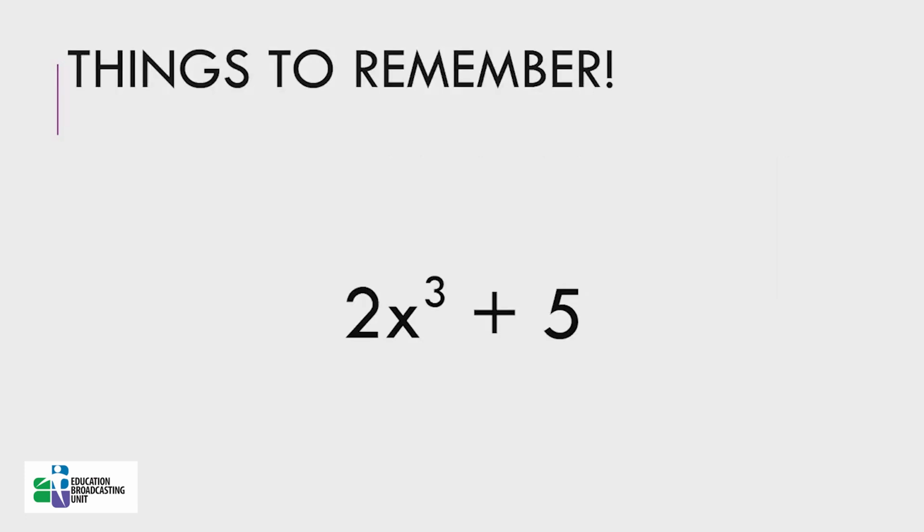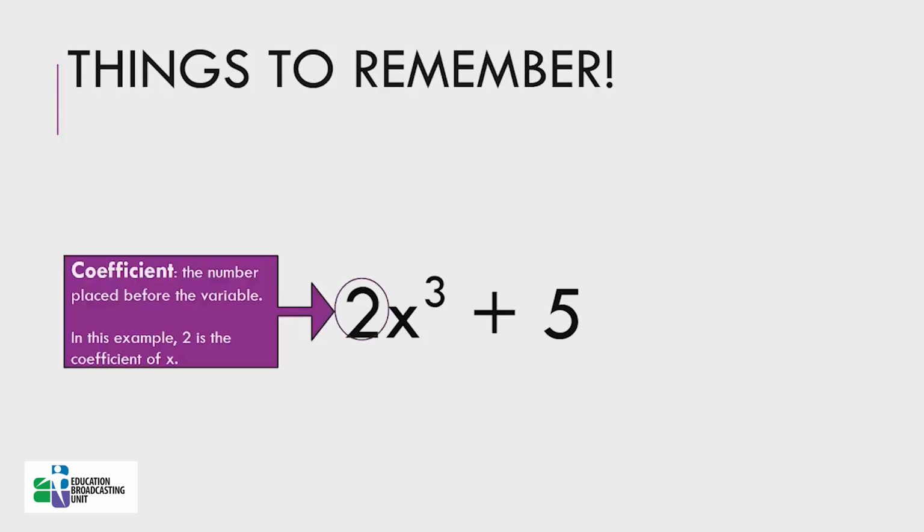When it comes to algebra, remember, there are some things that we need to keep in mind, such as the coefficient. The coefficient is the number that is placed before the variable. So the coefficient of x cubed is 2.